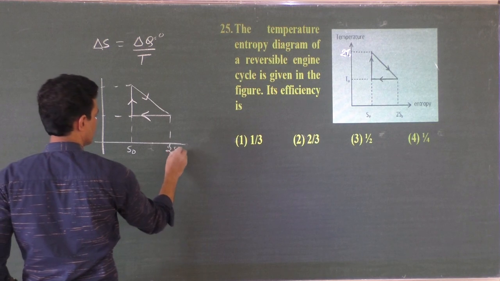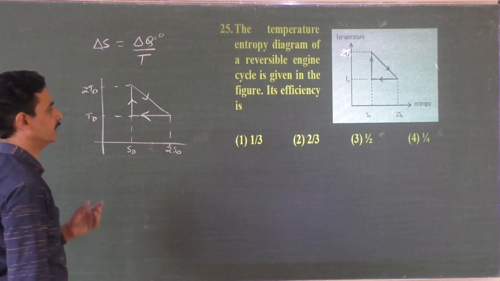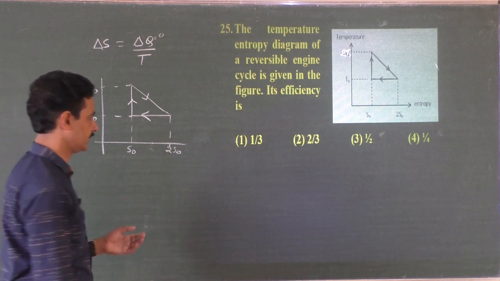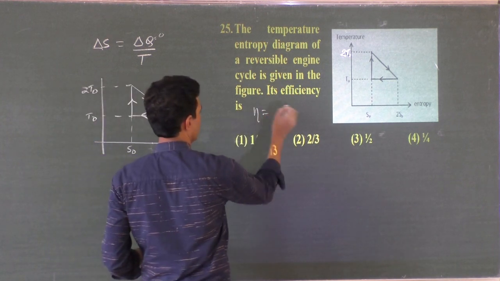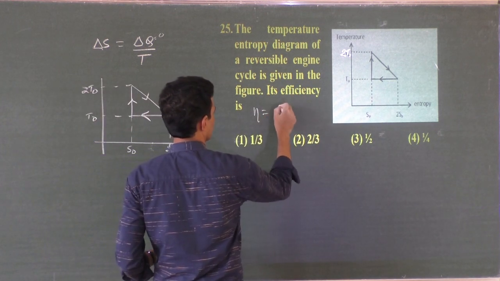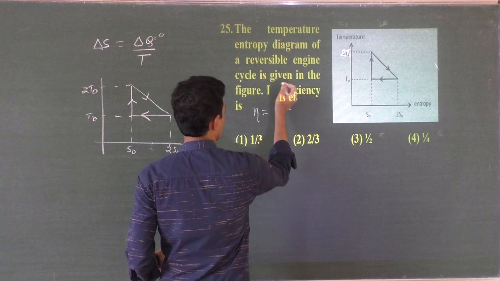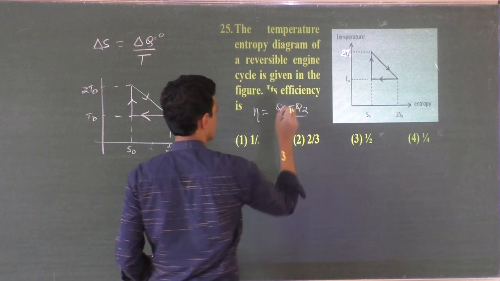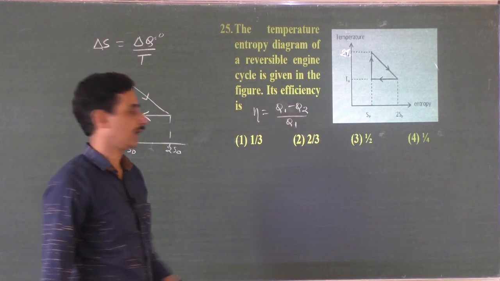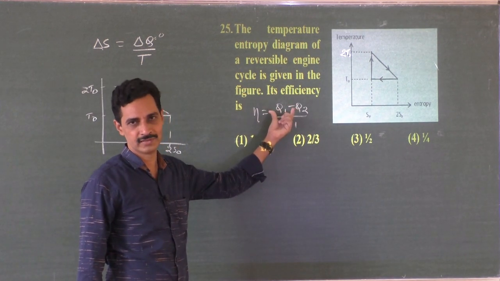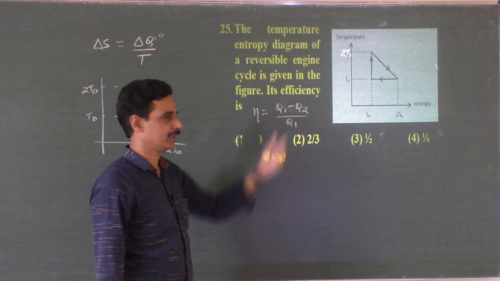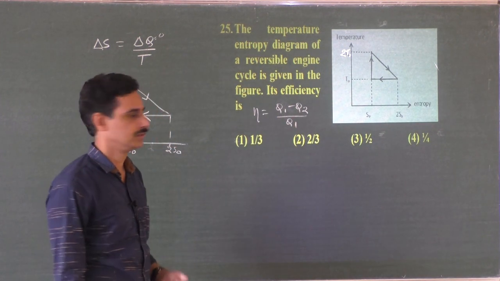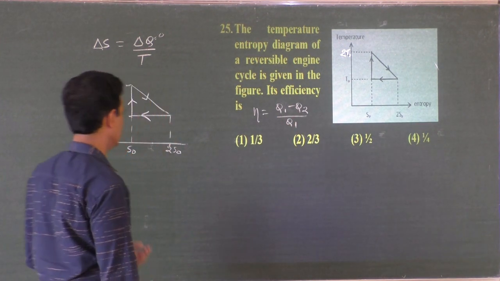So 2S naught, you see here. They are asking you the efficiency. The efficiency formula is Q1 minus Q2, work done divided by heat energy absorbed. How much is given, how much we have taught, how much you have scored in the exam, right? So Q1 minus Q2 is the work done, output. This is what is taken, Q1.